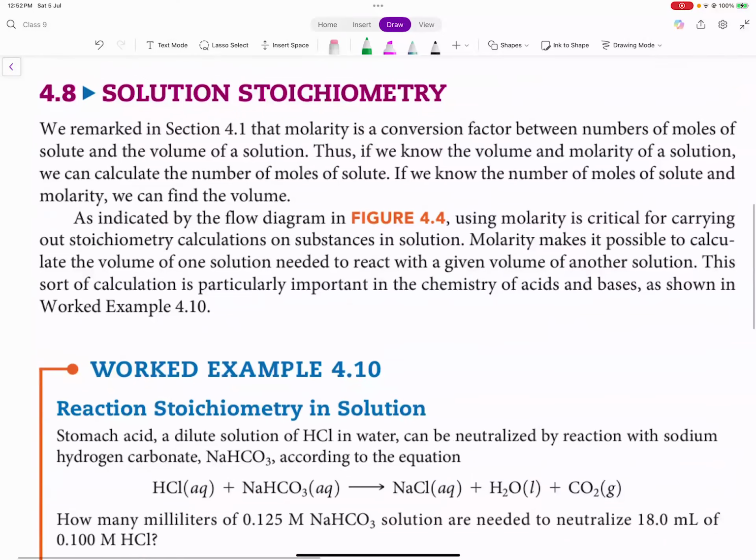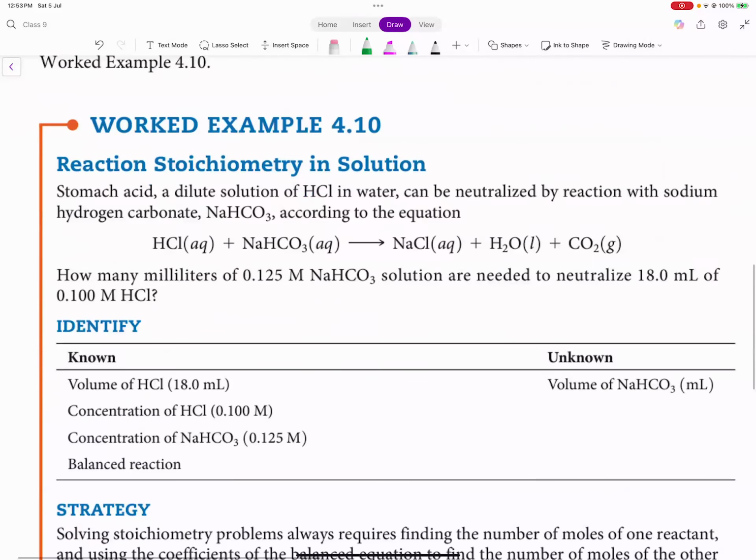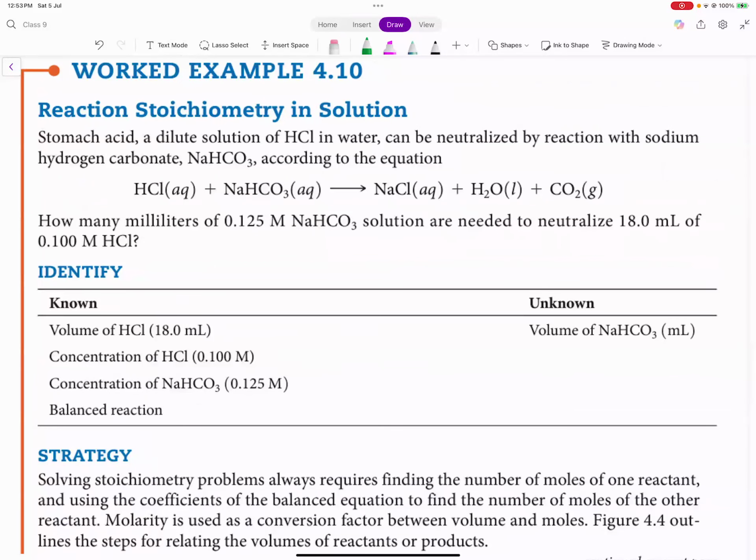Now solution stoichiometry. So we know how to calculate, right? We know that if we know the balanced equation and the moles of one substance, then we can calculate the moles of all the species, and then we can calculate the mass of the species also, right? Now let us consider this particular equation. Now they have asked that stomach acid, which is a dilute solution of hydrochloric acid in water, can be neutralized by reaction with sodium hydrogen carbonate according to this particular reaction.